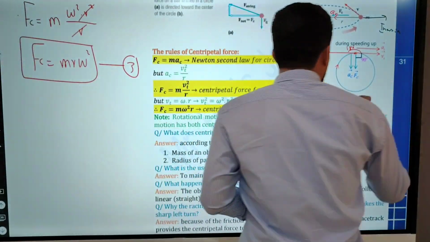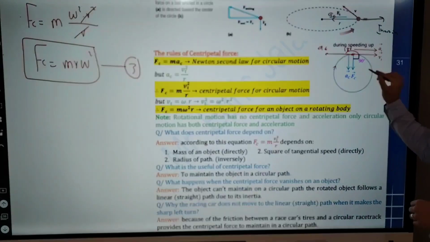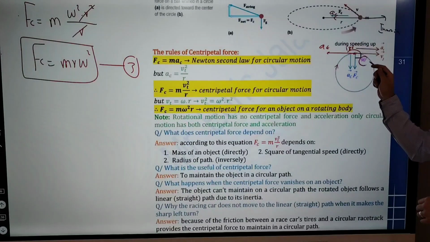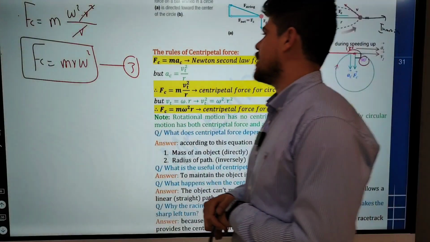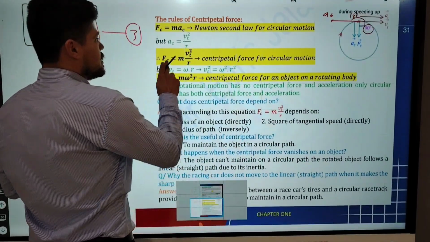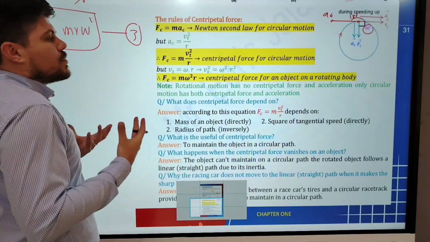Okay? Look. What about the angle between Fc and vt? 90 degrees. Fc and at, 90 degrees. ac and vt also 90 degrees. ac and at perpendicular, 90 degrees. Okay, so this equation, Fc is equal to mv squared over r.